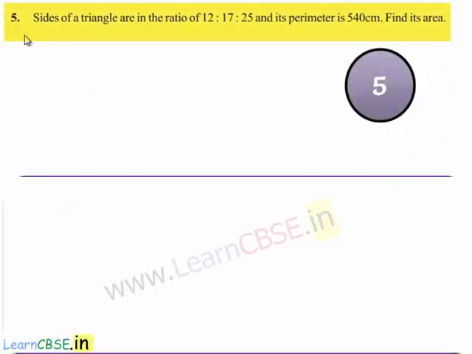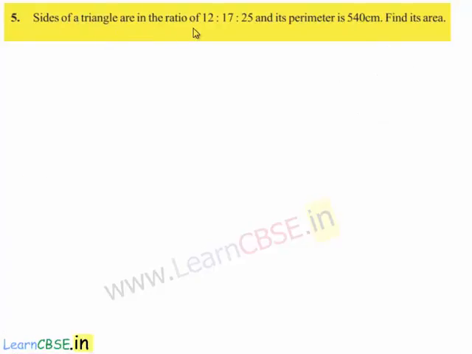Now let us move on to the fifth question. Sides of a triangle are in the ratio of 12:17:25 and its perimeter is 540 centimeters. Find its area. So let's move to the solution.